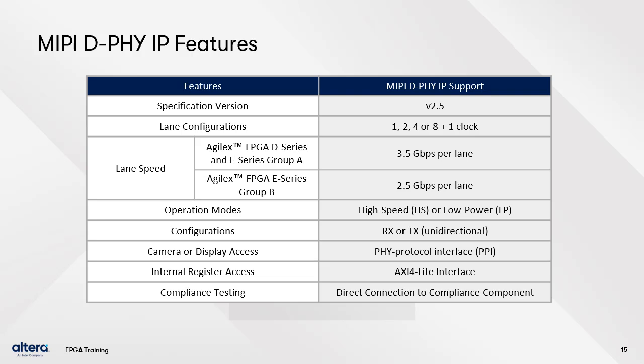The IP is unidirectional and must be configured in either receive or transmit mode. The IP uses the PHY protocol interface, or PPI, to connect to the CSI2 or DSI2 application, whether from Altera or another vendor. The IP has an AXI4 Lite interface for access to internal control and status registers. The IP supports a direct connection to a compliance component without using passive circuitry or external third-party components.